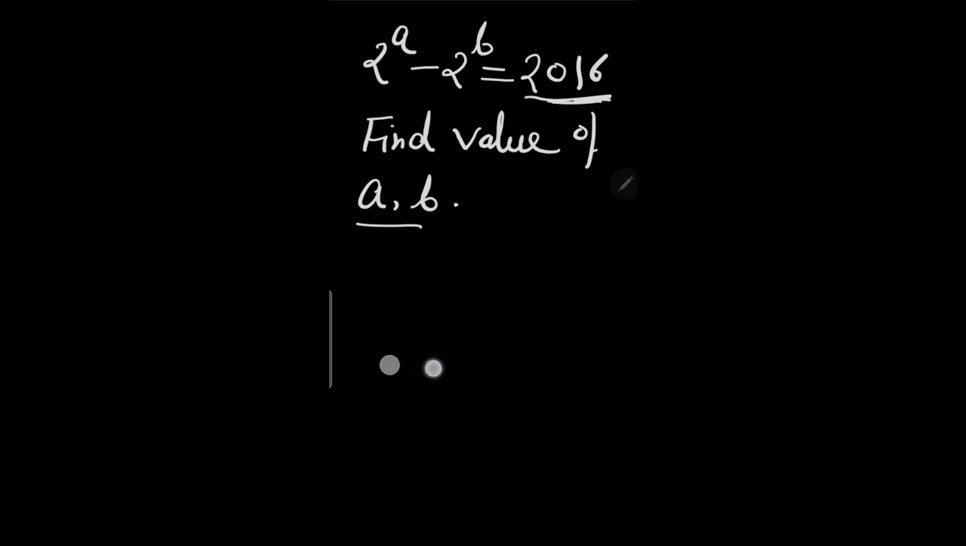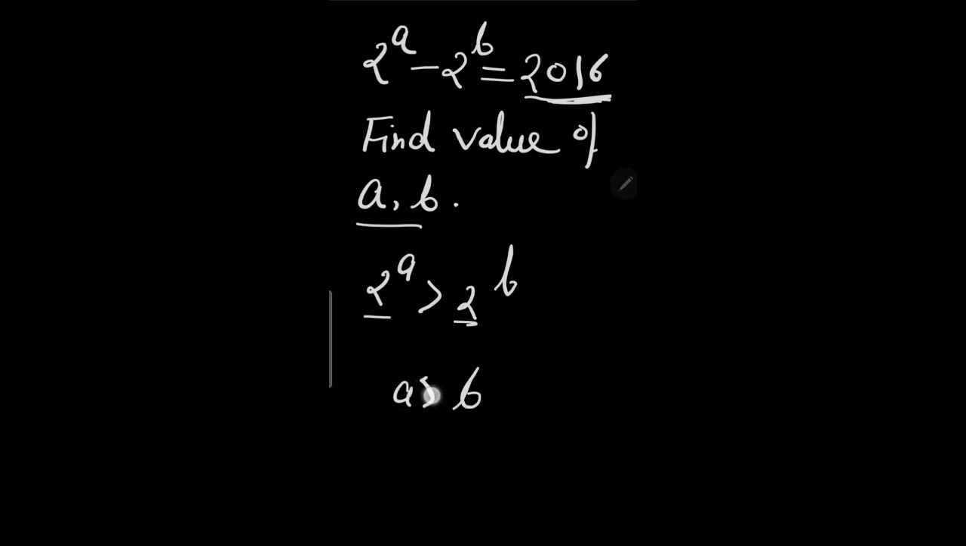So this is a very important line. 2 raised to a must be greater than 2 raised to b. As we know, the base is the same for both numbers. So there is one condition on the power: a must be greater than b. This is what? a must be greater than b.